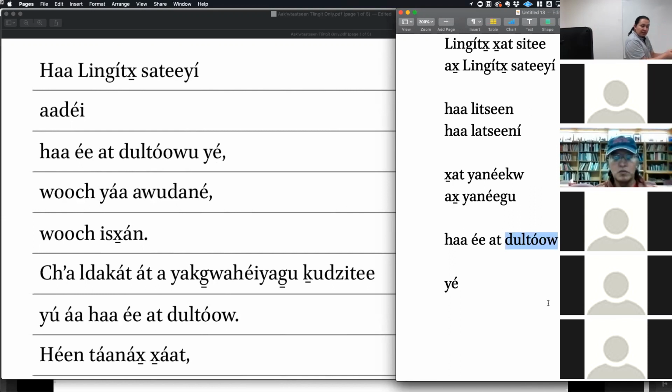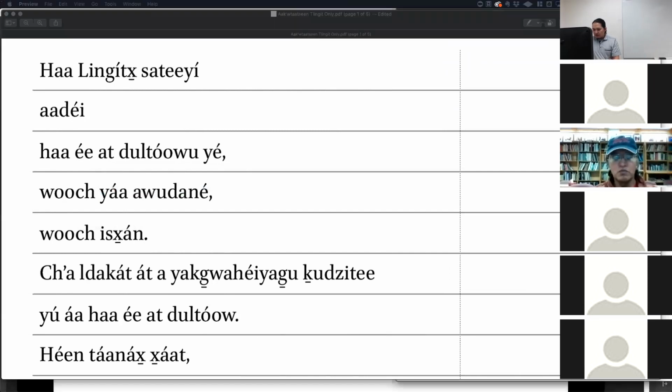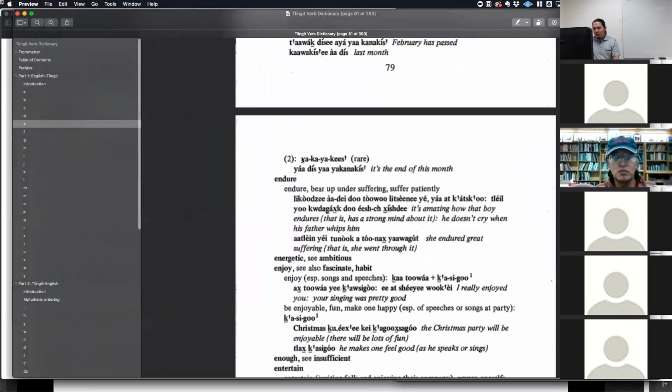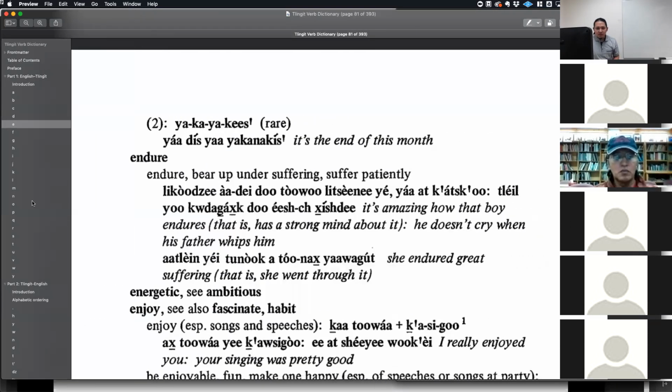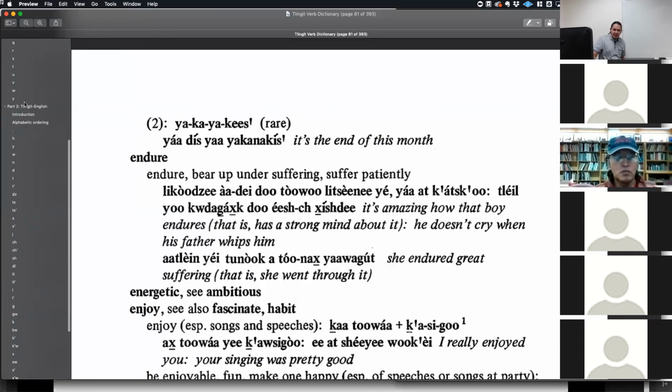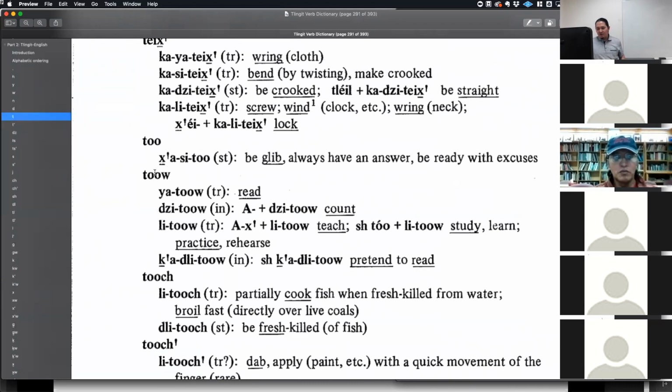And so to figure out what tu is, what are we going to go look up? Tu, right? So from here, we're going to go into the story. So we go down to where we're looking Tlingit to English, and we'll look up verb roots, and we'll go look for tu. So here's the T's, T-E-E, scroll down, T-O-O-W, read, count, teach, study, practice, pretend to read, right?